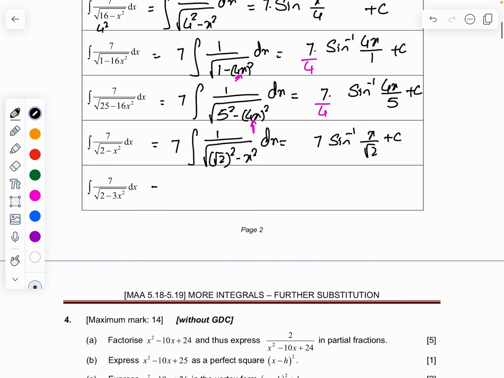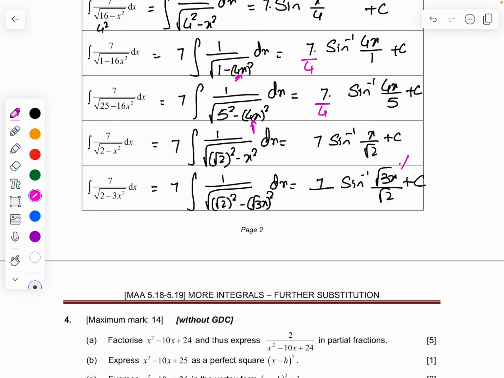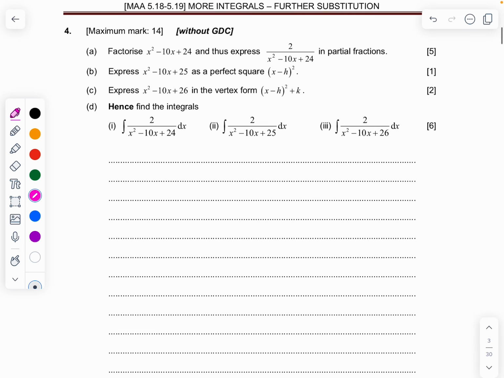Then next it is going to be 7 outside, 1 upon square root of 2 whole square minus root 3x whole square dx. So it becomes 7 sine inverse of square root of 3x upon root 2 plus c. But instead of x I have root 3x, so divide by root 3. Now question number 4.